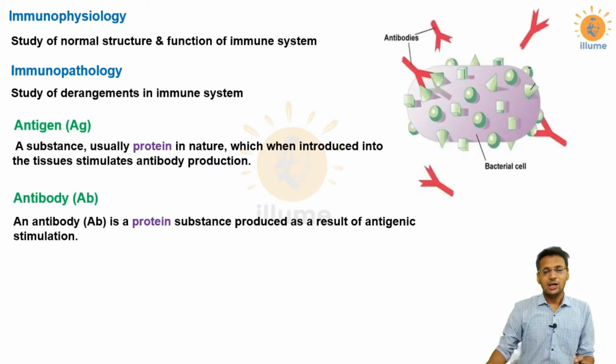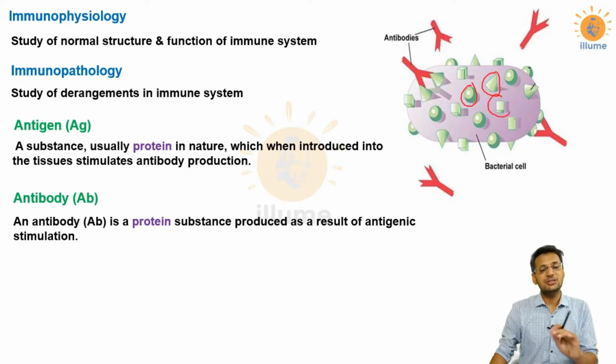Like in this case, you can see a bacterial cell here. Now this bacterial cell has multiple antigens over it with different shapes. See, a single bacterial cell can have different kinds of antigens present on its surface. I have encircled 3 different kinds of antigens present on a single bacterial cell, and against these antigens, specific antibodies are produced by the immune system.